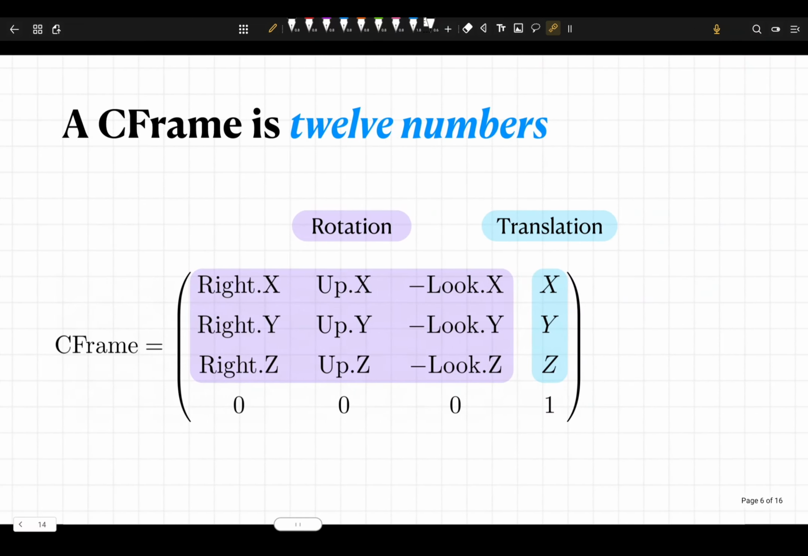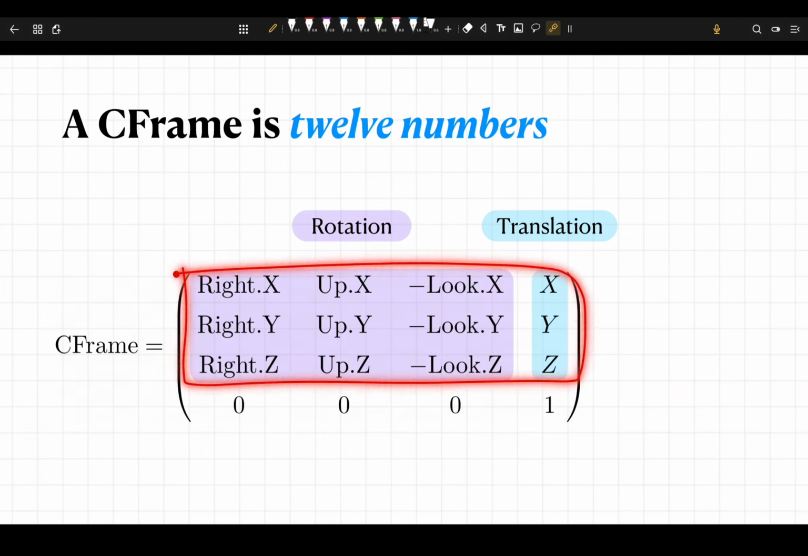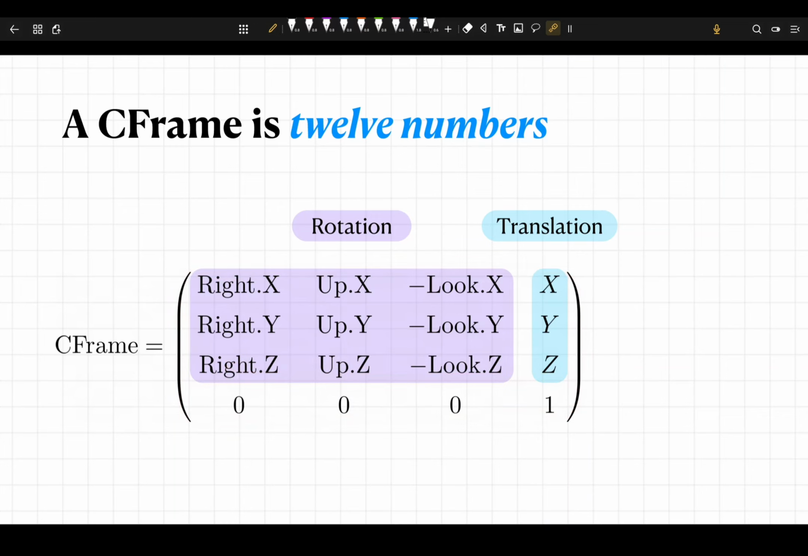And the cool thing about this is what we observed is that a C-frame is an affine transformation, and you can write it like this. So in Roblox's C++ code, this is what they're storing. They're storing these 12 numbers to define a C-frame. And because this bottom row is always the same, you don't actually have to store the bottom row. But this was A and this is B. And so that's how C-frames work.